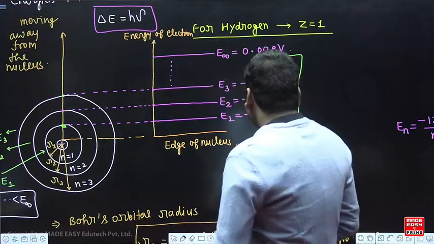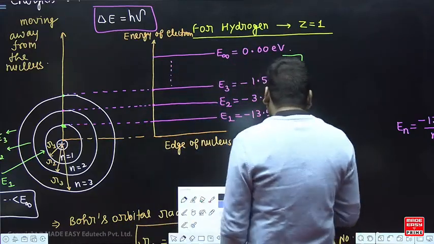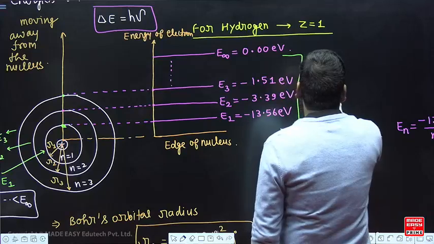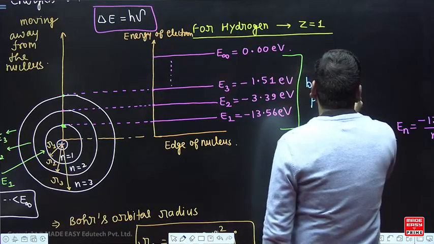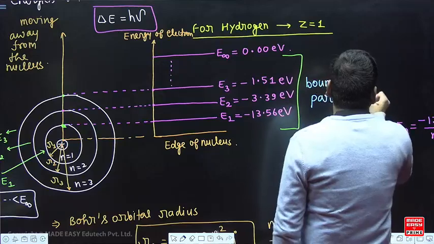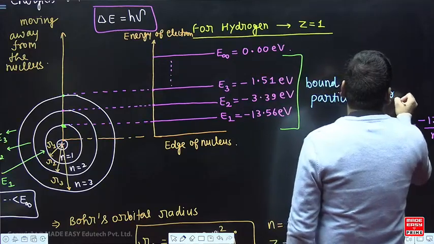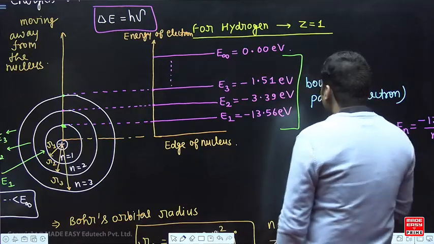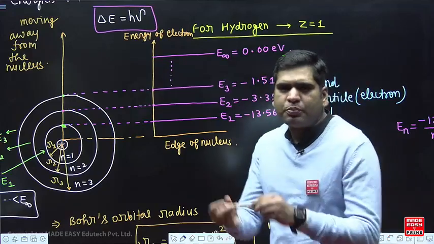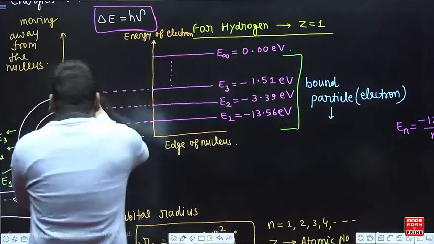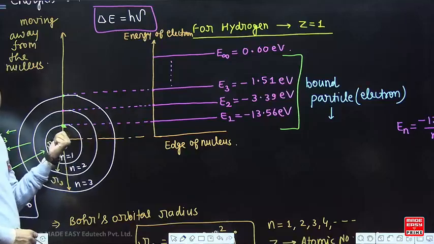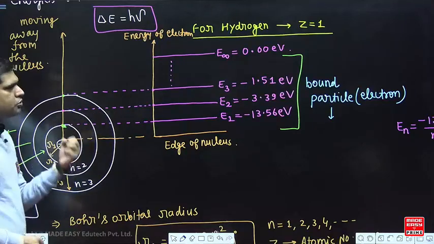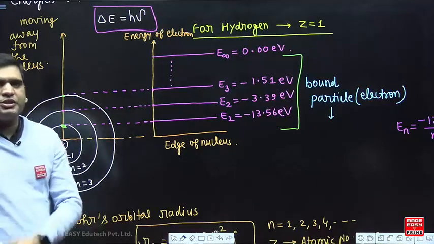So such electrons which are moving under the attraction force of a nucleus are known as bound particles. Particle means electron. Bound electron. They are moving only around the nucleus. They are not free to leave this nucleus because, as soon as they try to leave it, this nucleus attracts them, so they are bound to the nucleus. They cannot leave it.